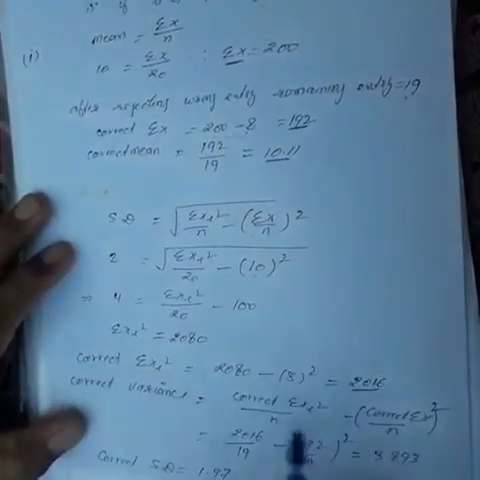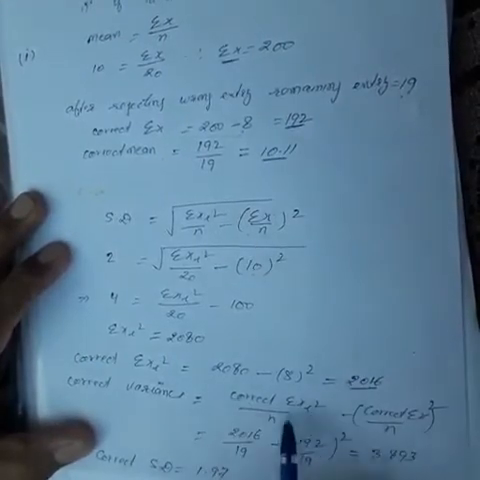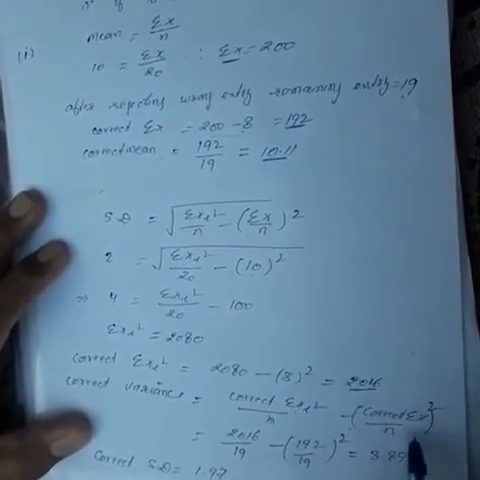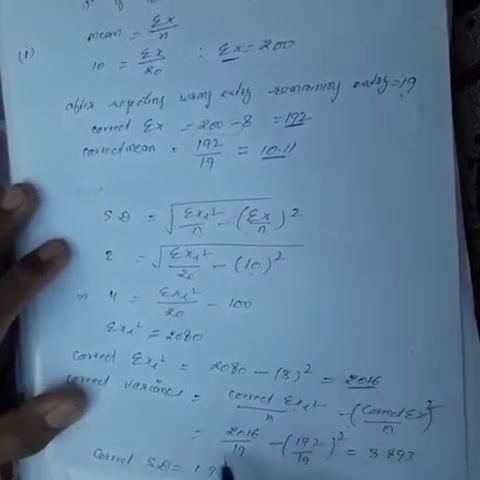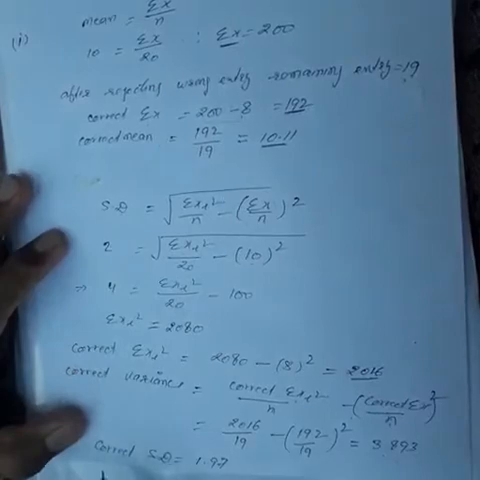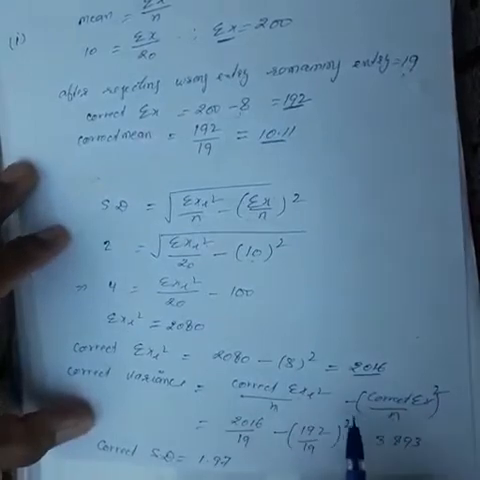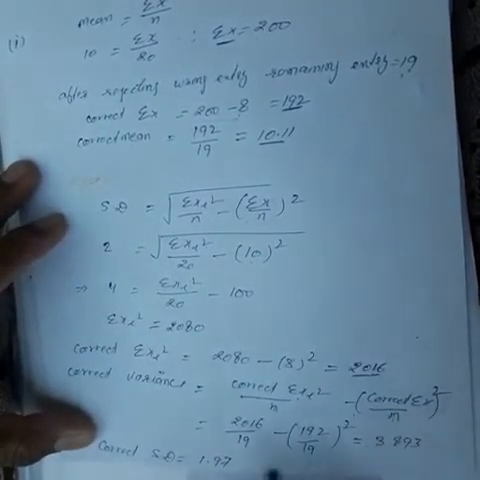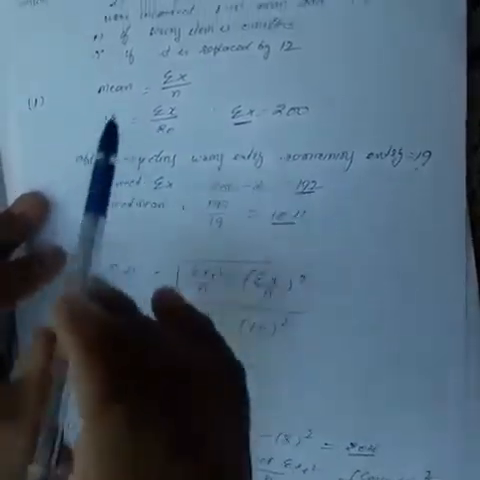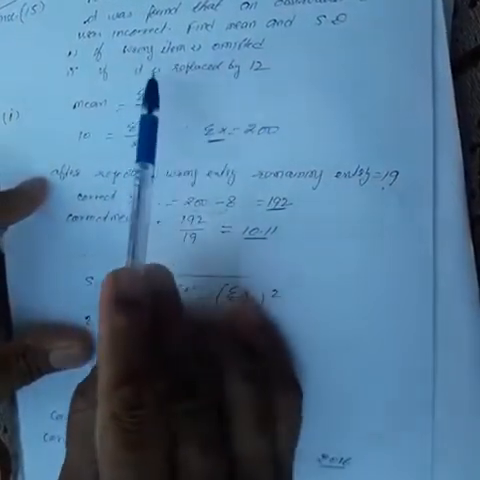And then calculate new variance after deleting wrong entry, and it will be new summation of xi square upon n minus new summation of x upon n whole square, or you can write down mean in place of this. You calculate and you will find out it is 3.893. That is new standard deviation will be square root of this variance. This is variance I have calculated, and standard deviation will be square root of this variance, and it will be 1.97. So after deleting wrong entry, this was first part of question number 5. Now second part, if wrong entry is replaced by 12.